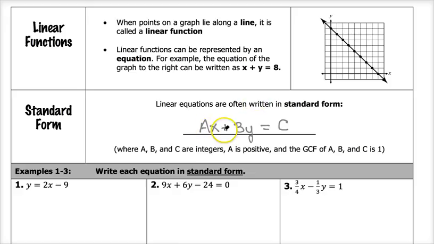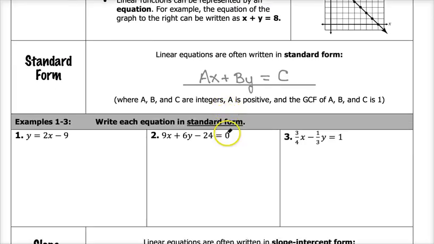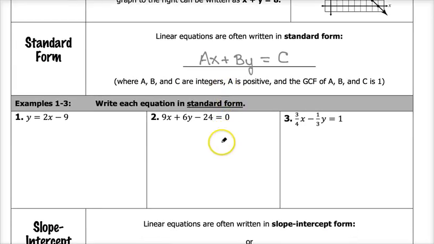So we're going to practice this form now in examples 1 through 3. We're going to take the equation we're given and rewrite it in standard form. So number 1, we have y equals 2x minus 9. One thing we know about standard form is that x and y have to be on the same side of the equal sign. So we're going to subtract 2x from both sides in order to get x and y both on the left side of that equal sign. So that gives us negative 2x plus y equals negative 9.